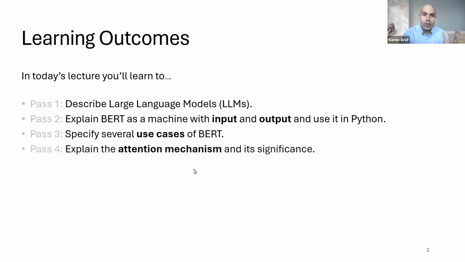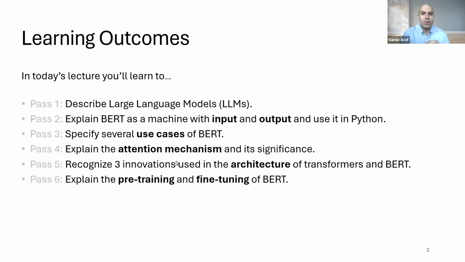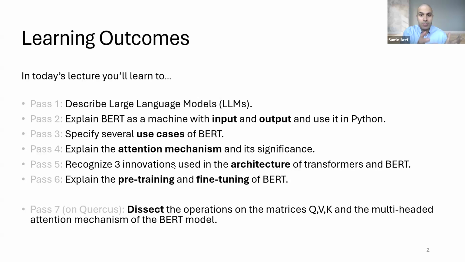In pass 4, we're going to be able to explain the attention mechanism and its significance. In pass 5, we're going to recognize 3 innovations used in the architecture of transformers and BERT. And in pass 6, we're going to be able to explain the pre-training and fine-tuning of the BERT model. There's also a pass 7, which won't be recorded, and it's going to be left as an assignment for those of you who have a course with me.